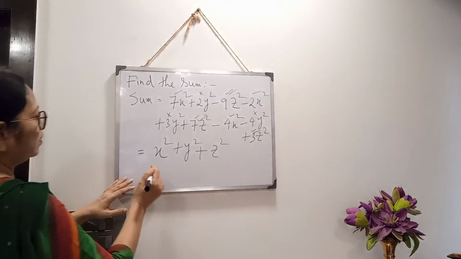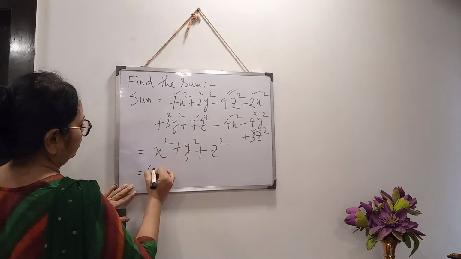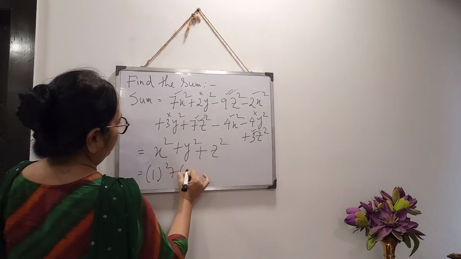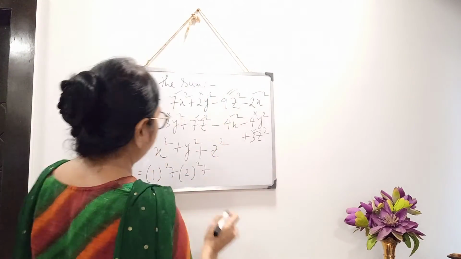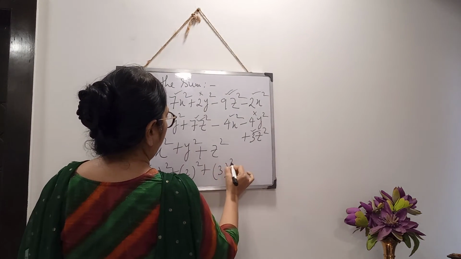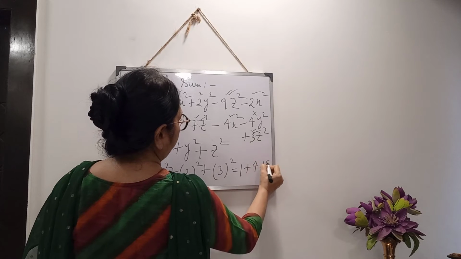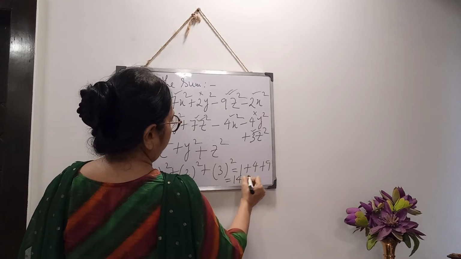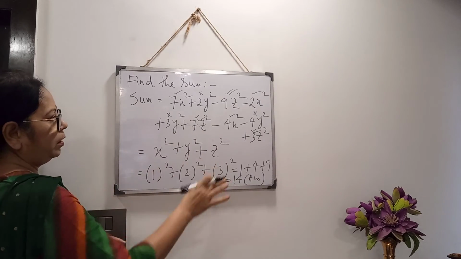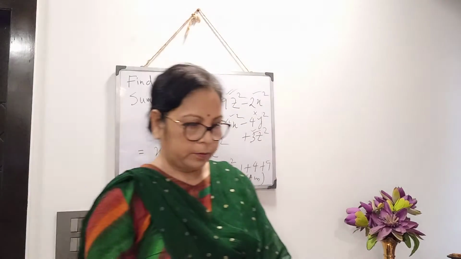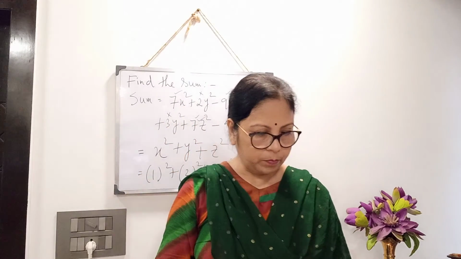If the values of x, y, z are not given, then we can finish it here. But values are given, so we have to put the values: x is 1, y is given 2, and z is given 3. Now 1 plus 2 square means 4 plus 9, 14. This is the answer. If values of the variables are given, you have to put the values and calculate the answer in number. Clear? This type may come.